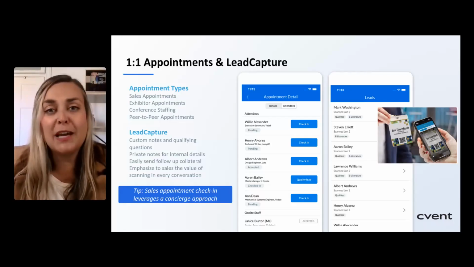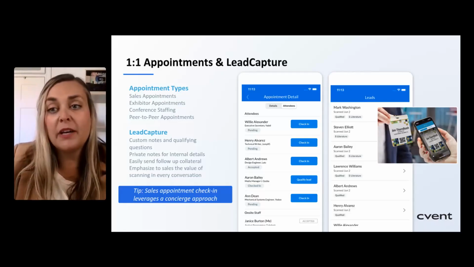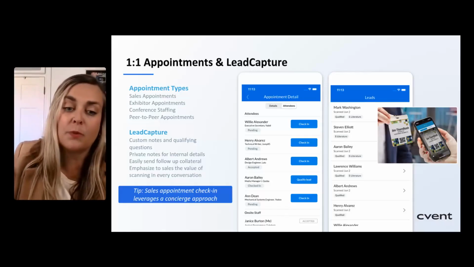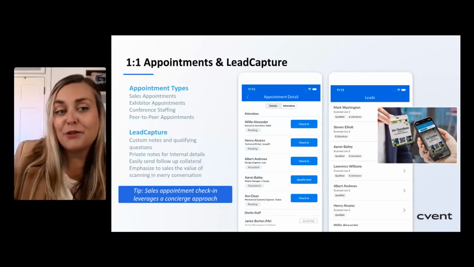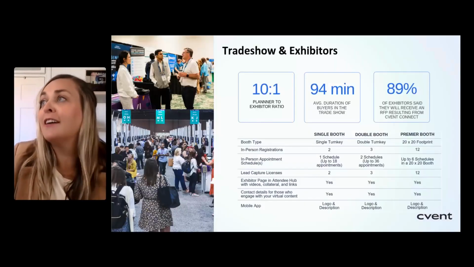And then being able to easily send collateral that people need, like if they want more information on AI, you can put those in the notes, etc. But it's really helpful both as a sales enablement tool, but a sponsor tool as well. I'm going faster because I know we're almost at time here, but we want to cover everything.